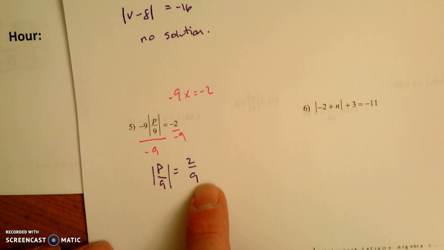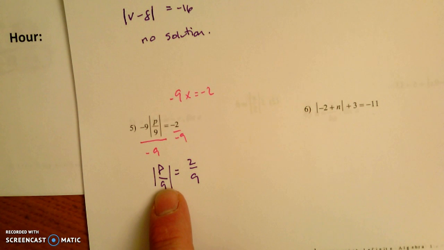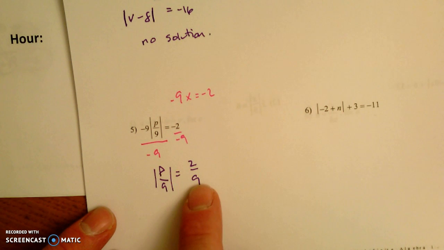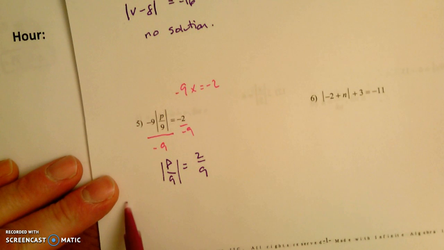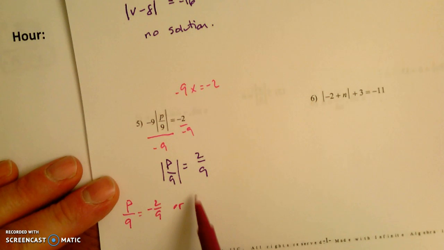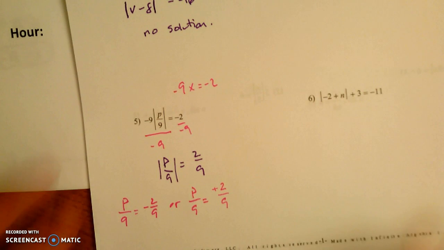So one of two possibilities, either p divided by 9 is equal to 2/9, in which case it's 2/9 away from 0 on the number line, or p over 9 is equal to negative 2/9, in which case it's 2/9 away from 0 on the number line. So we'll write that out. So either p over 9 equals negative 2 over 9, or p over 9 equals positive 2 over 9. I really didn't have to put the positive on there.